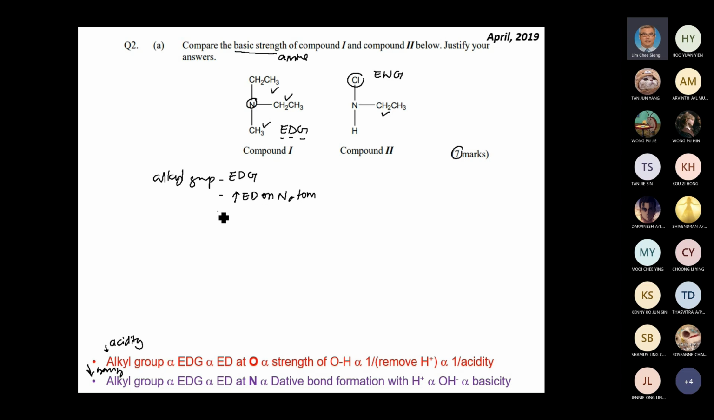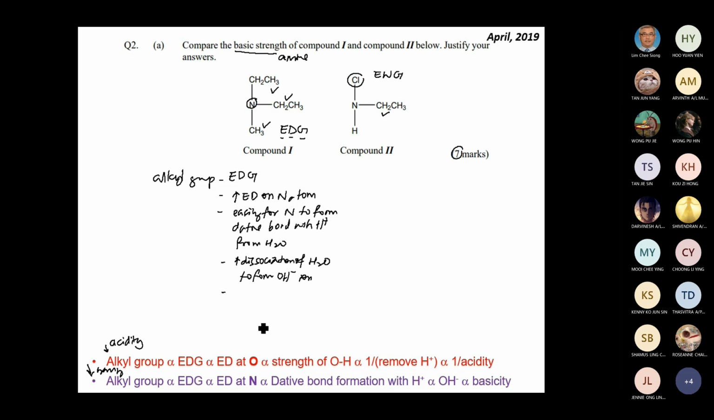Because of the higher electron density, it is easier for N to form what? To form a dative bond. From where? With H plus from water. Okay, from water. So this increases the dissociation of water to form what? To form OH negative ion. So that's why the basicity of the solution is considered to increase.